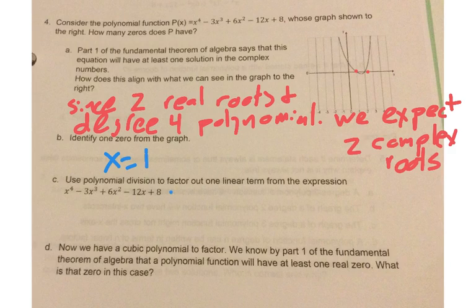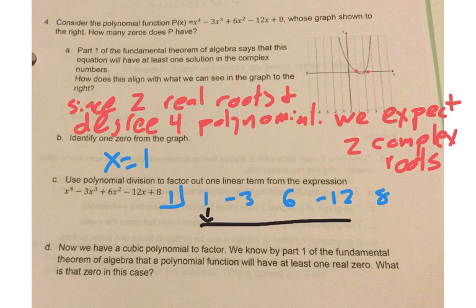So if 1 is an x-intercept, then we could factor that out. So that's 1, negative 3, 6, negative 12, and 8. So I'm going to use synthetic division here. Bring the 1 down. 1 times 1 is 1. That's negative 2. Negative 2, that's 4. 4, negative 8. Negative 8, 0. So it looks like 1 did work.